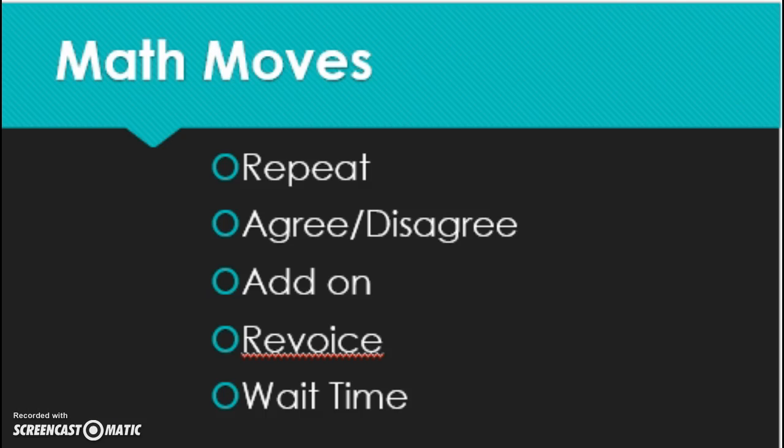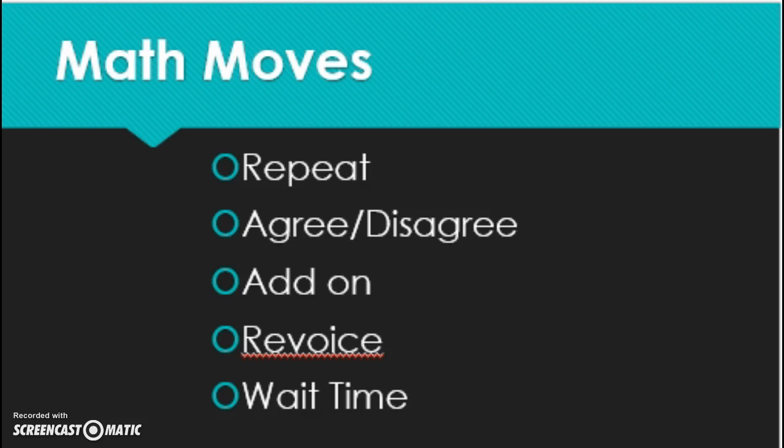Next, this slide is something I will be using every day in my classroom. It's called Math Moves. Math Moves help children form a deeper understanding by communicating their thinking and also learning about the thinking of others. So there are 5 different math moves. I'll talk through each one.